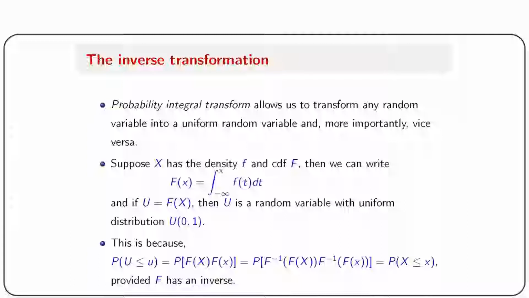This is because, suppose I write this expression, probability of capital U less than or equal to small u. Then you can replace u by capital F_X of small x, and then you take the inverse: probability of F inverse F_X of X less than or equal to F inverse F_X of small x. That gives you probability of X less than or equal to x, provided F has an inverse. So we assume that the inverse of F exists. Unless we assume this, we cannot write this.